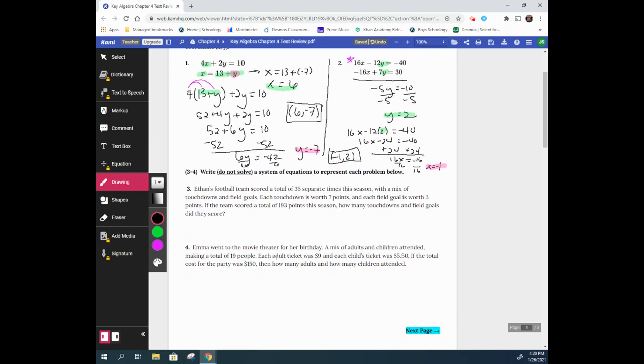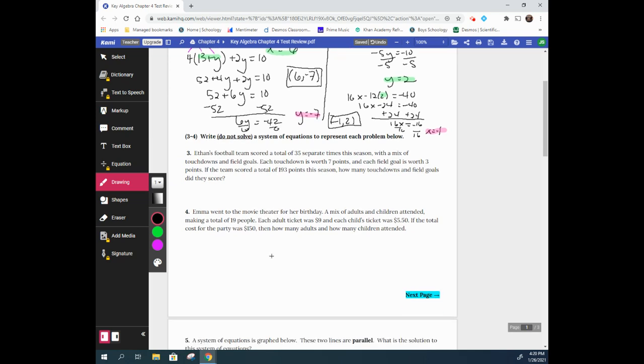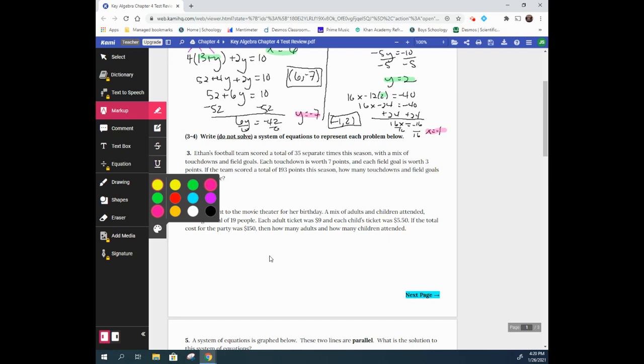Okay, so for 3 and 4, it says write, do not solve, a system of equations to represent each problem below. So first one, Ethan's football team scored a total of 35 separate times this season with a mix of touchdowns and field goals. Each touchdown is worth 7 points. Each field goal is worth 3 points. If the team scored a total of 193 points this season, how many touchdowns and how many field goals did they score? Usually this last bit here will tell you what you're looking for, and that gives you a clue about what your variables could be.